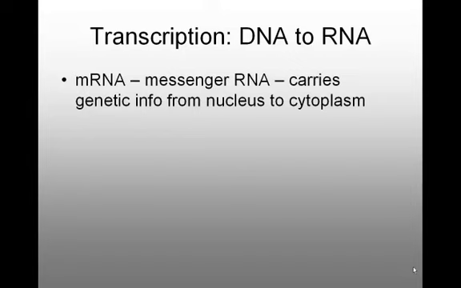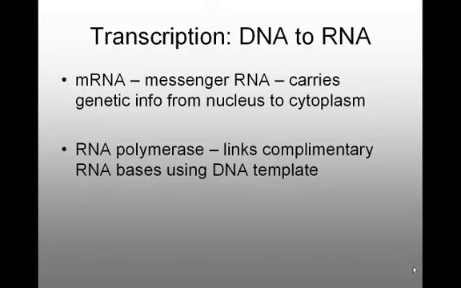And that actually carries the genetic information from the nucleus out into the cytoplasm. You don't want the DNA to leave the nucleus. You want it to stay there so that it stays intact. So the DNA can make a whole bunch of mRNA copies and send them all out to the cytoplasm so that it can be making the same protein multiple times all at once.